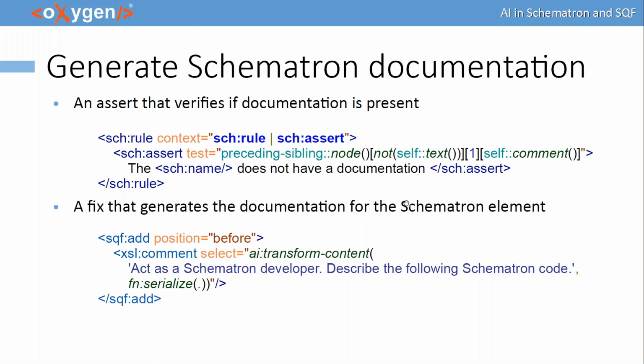Then you can also generate documentation for Schematron. So if you want to document your schema and use this AI, you can have a rule that, for example, what I added here, verifies that the Schematron rule element or the assert element has a comment before, and in case it doesn't have a comment, I added a fix that will say create a comment and use the AI transform content function and pass as instruction, act as a Schematron developer and describe the code. And then I pass the code from the Schematron rule or the Schematron assert that I get here. And this allows me to generate a comment for the current rule.